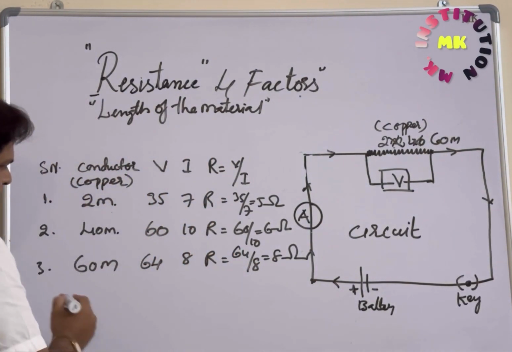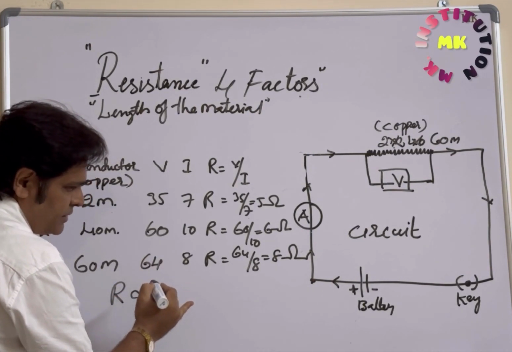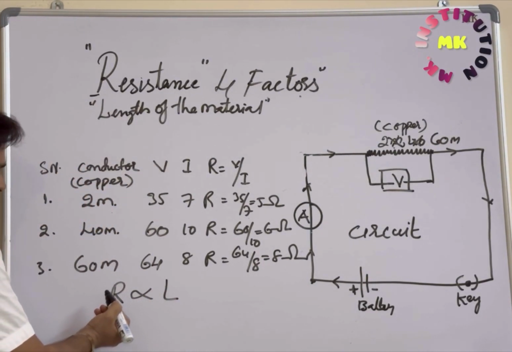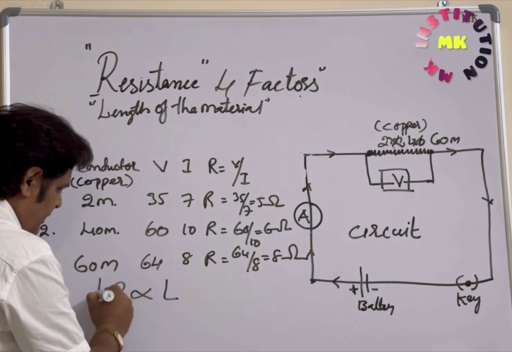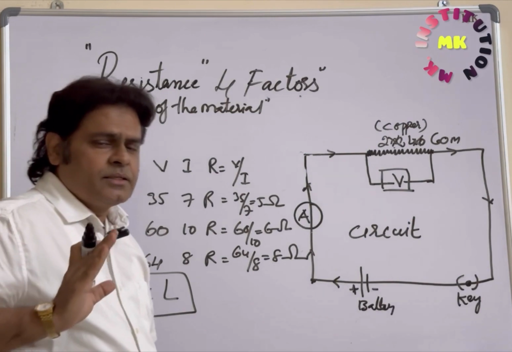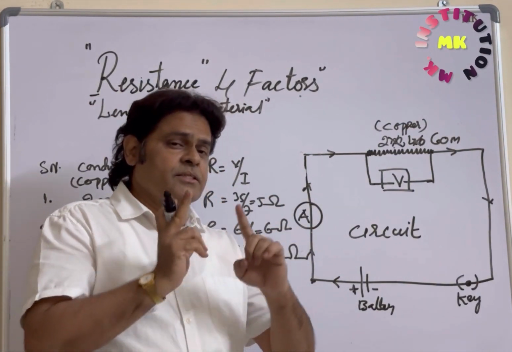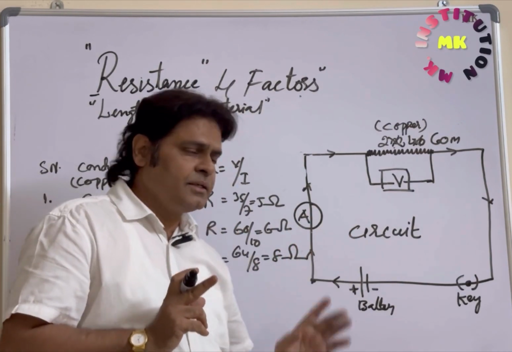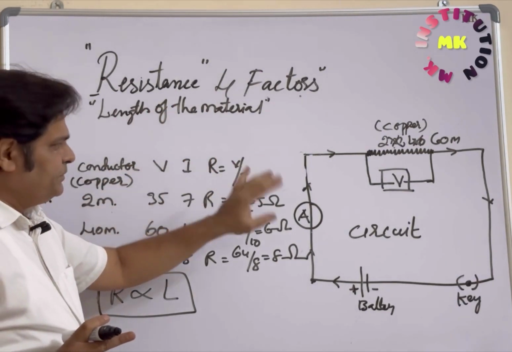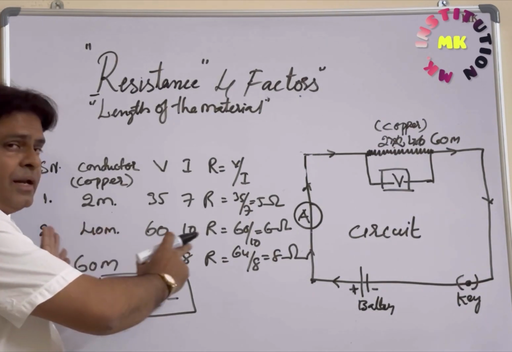So what we can write here: resistance is directly proportional to the length of a wire. Clear? If the length increases, the resistance also increases. So it is directly proportional to the length. Clear? This proves that resistance depends on the length of the material. The apparatus is the same here. Only the wire, copper wire, we have taken of different lengths.